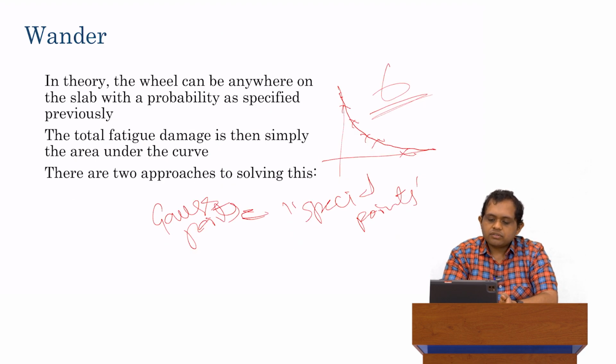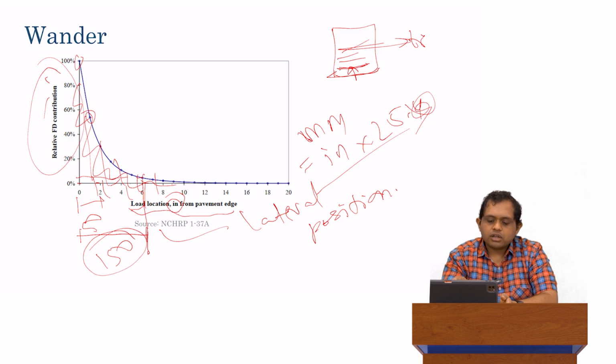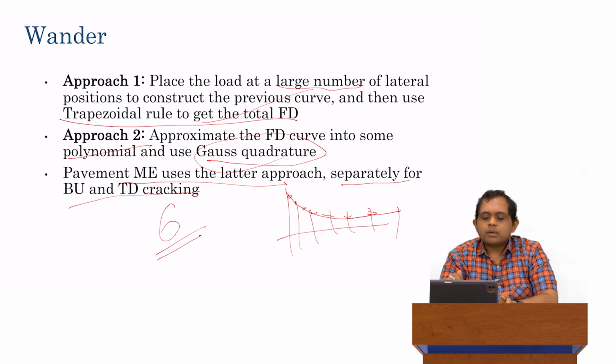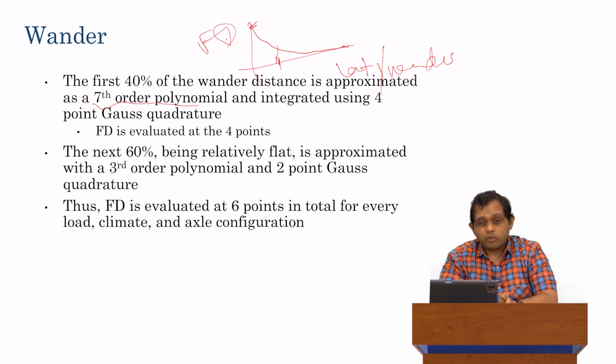So as you see over here in this figure, which is taken directly from the documentation, the first 40% might come up to this point over here. So this is maybe the first 40%. You see that this is a very nonlinear curve. So this is actually approximated using a 7th order polynomial.